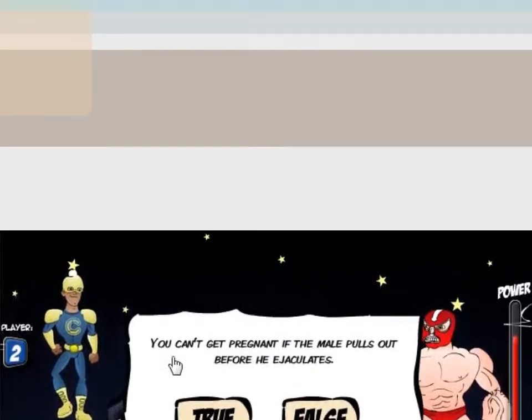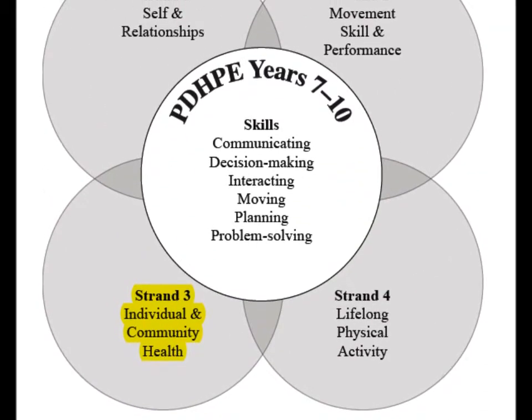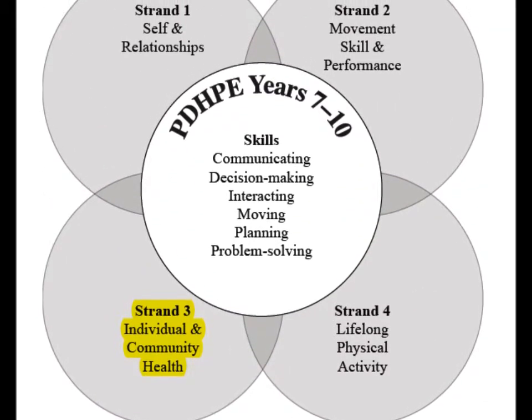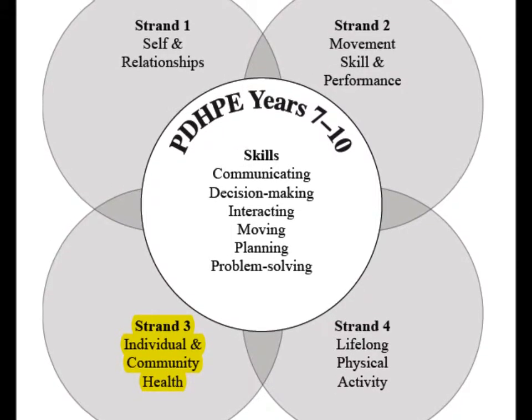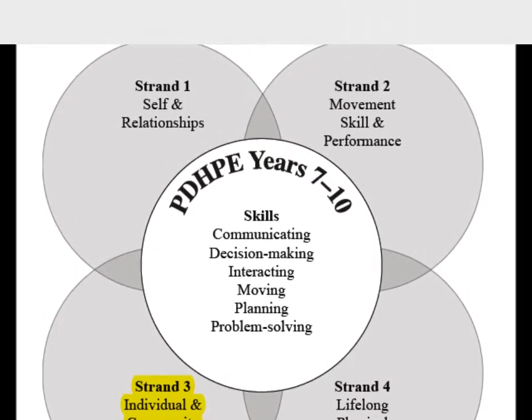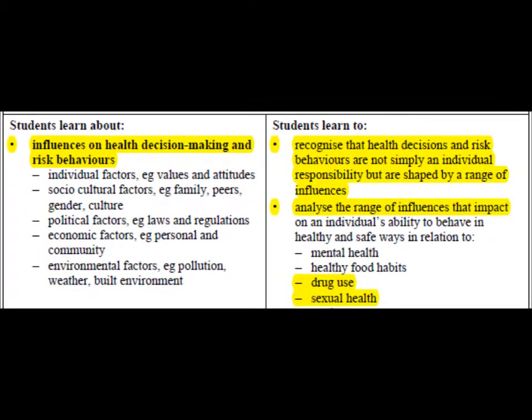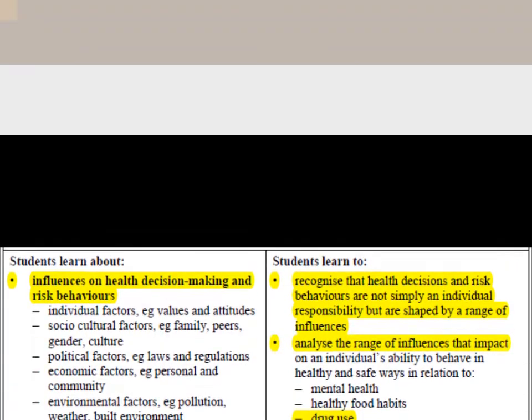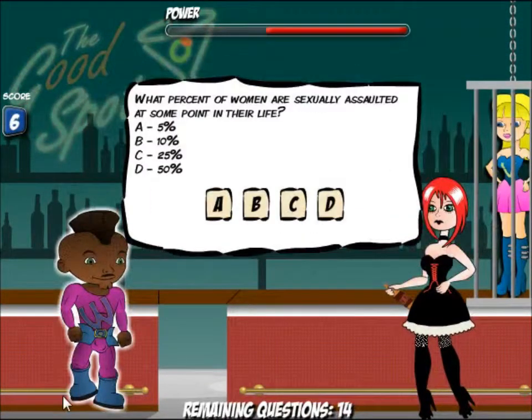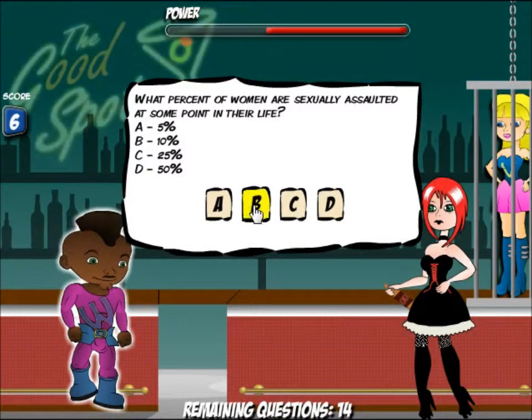The digital artifact connects the 7 to 10 PDHPE curriculum by addressing Content Strand 3, Individual and Community Health. The site focuses on outcomes 5.6, sexual health and drug use, and 5.7, influences on health decision making and risk behaviours. The Adventures of Sex City is a very useful program to use in the classroom, along with teaching instruction.